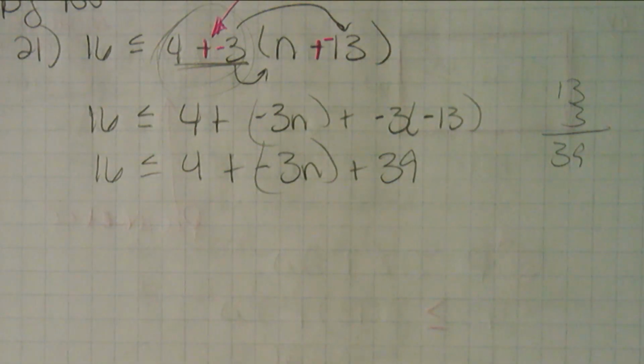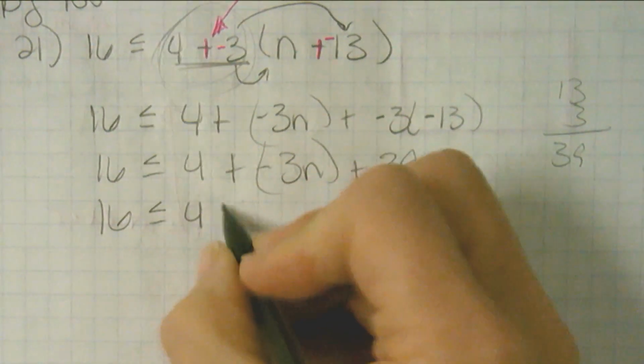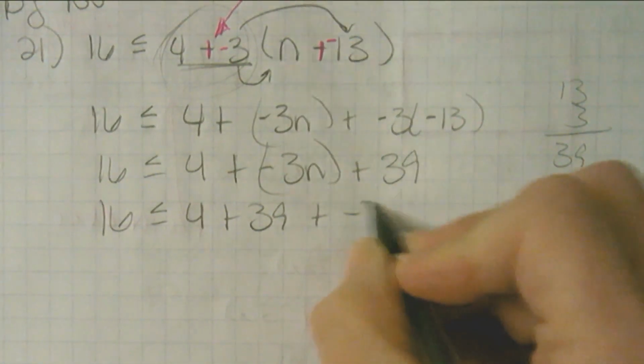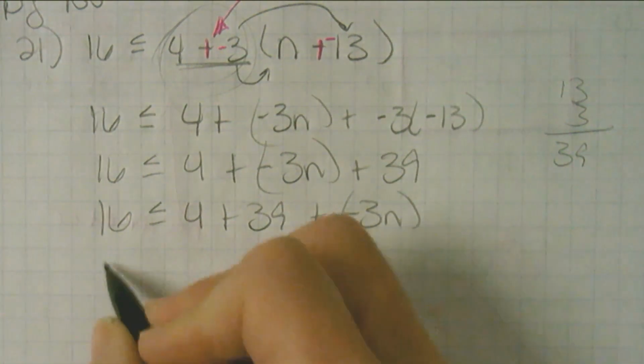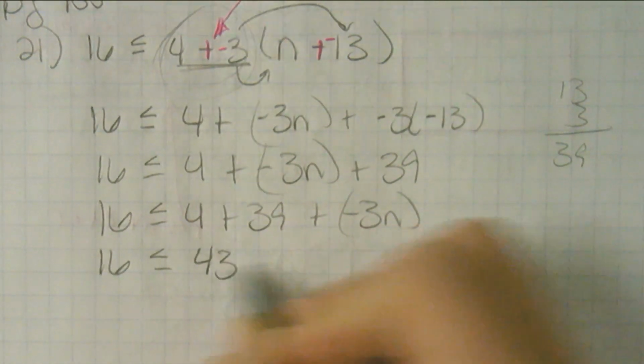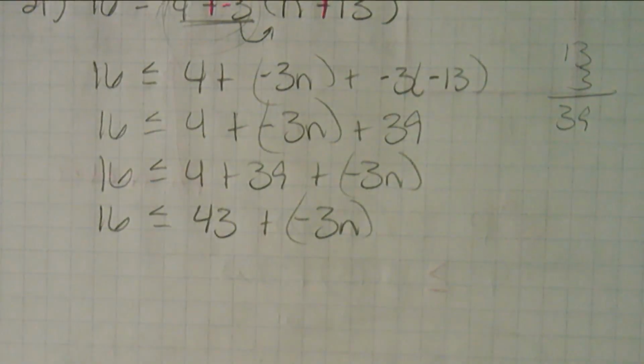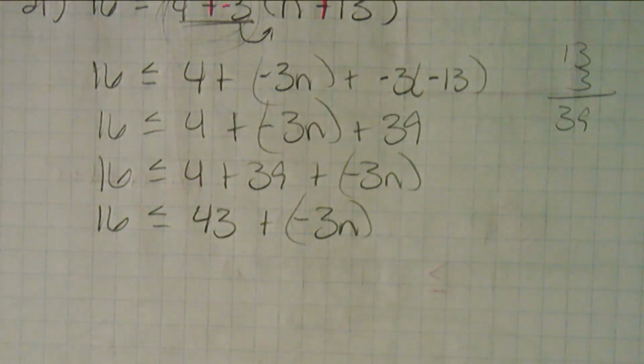So Peter, what should I do next in my solving process? Excellent. I'm going to put 4 and 39 together and add them together. So I end up with 16 is less than or equal to 43 plus a negative 3n. So now that I've simplified both sides, now what, you guys? What should I do now? What should I do now, Nick?